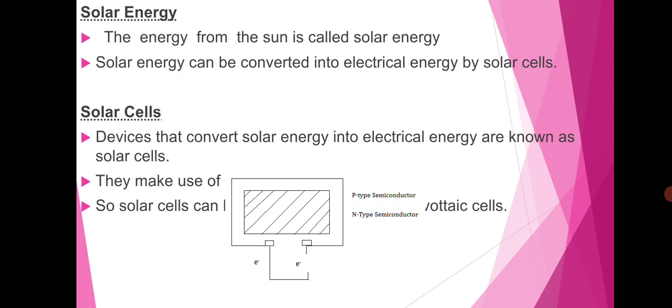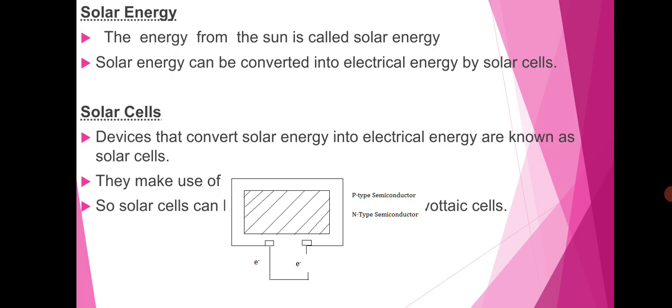Solar energy is nothing but the energy which is derived from the sun. That solar energy can be converted into electrical energy with the help of solar cells. The basic principle involved in the solar cell is based on the photovoltaic effect. When the solar rays fall on the two layers of semiconductor device, a potential difference developed in between the two layers causes the flow of electrons, which produces the electrical current.